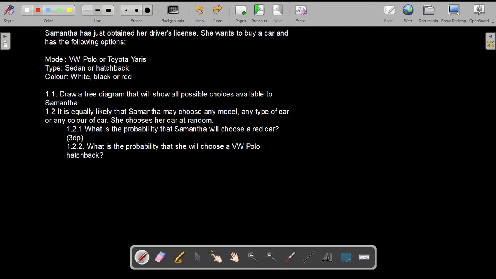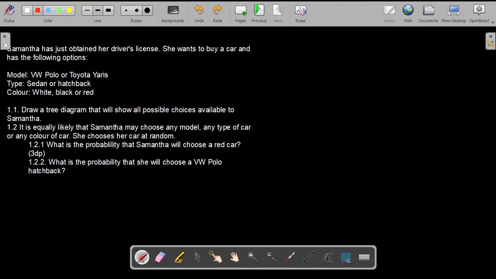Then after that, let's start. It's perfectly fine to start the example because the first thing over here, we are required to draw the diagram. So we might just start drawing as we read the statement. So here are the options that we have. To start with, we have to decide whether we are going for a Polo or Yaris. But a Polo can be a sedan or a hatchback. So it can be a sedan. Let's just use S and HB for hatchback. And the same applies to the Yaris. It can be a sedan, it can be a hatchback.